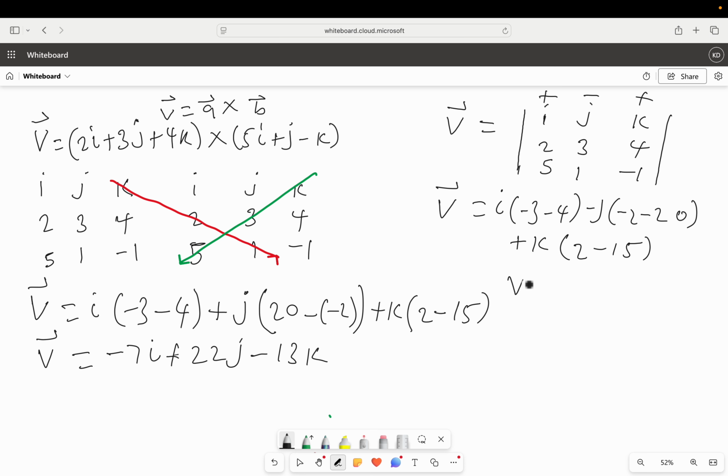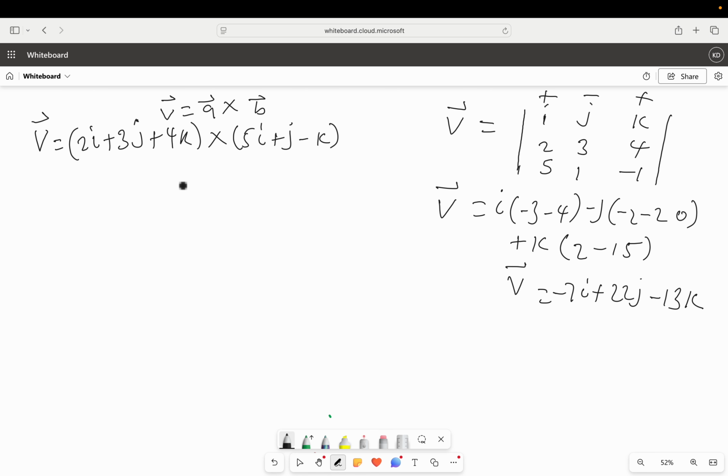So my b will just be minus 7i. Then minus 2 minus 20 is minus 22. Then I have negative here, so it will be plus 22j. Then I have 2 minus 15, which is minus 13k. So you see it is the same as this one.